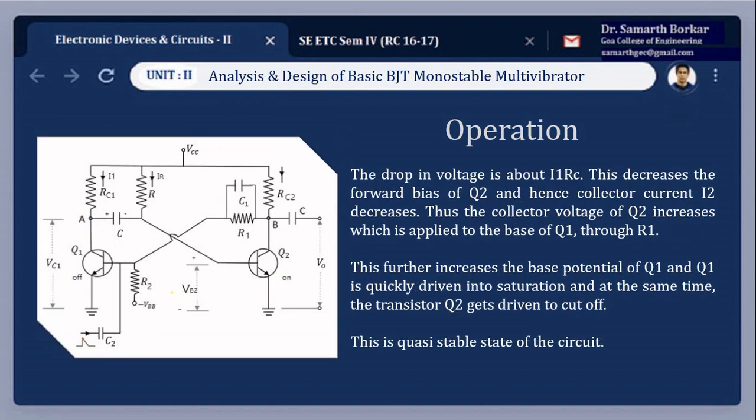Next, the drop in voltage is about I1 RC. Now, I1 is the current passing through the resistor RC1. So it has been shown here.